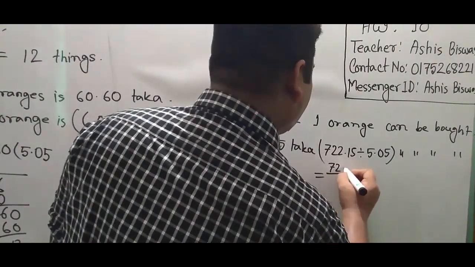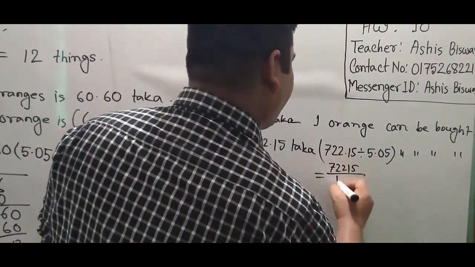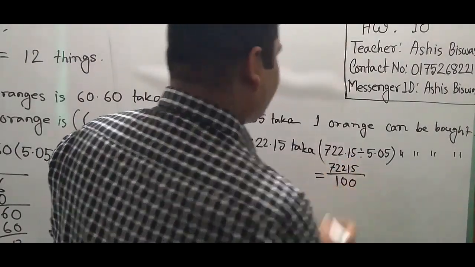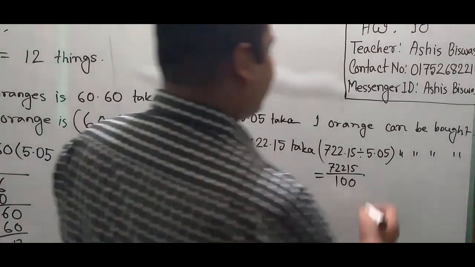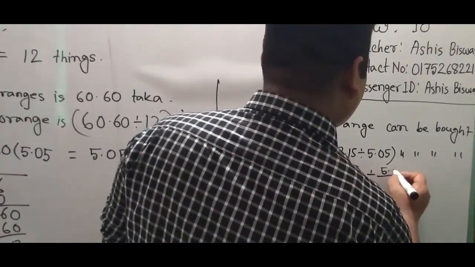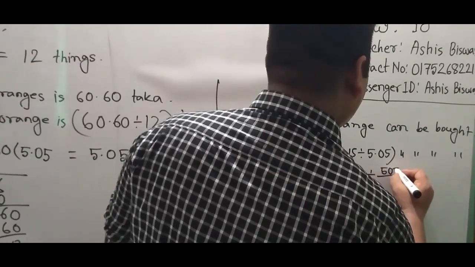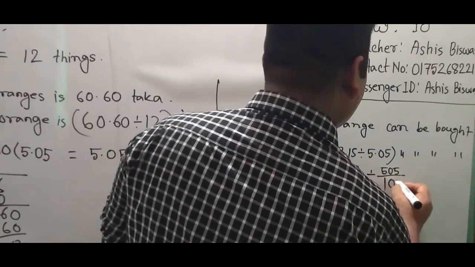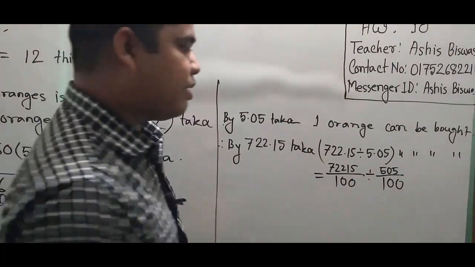That means 72215. Then for this point I give 1, and after the point there are 2 digits. For these 2 digits I give 100. Similarly, 5.05 I write without the point, 505, and there are 2 digits. For these 2 digits 100 will be used.